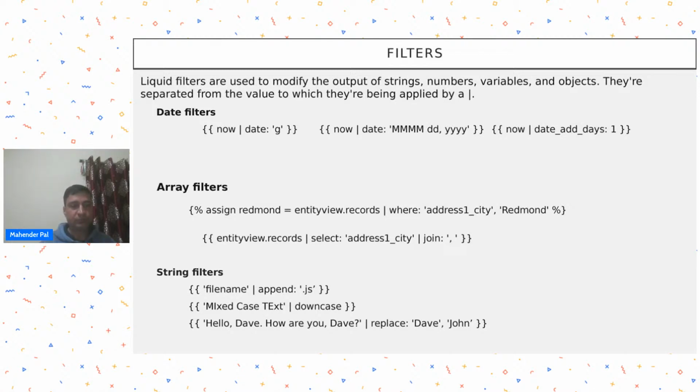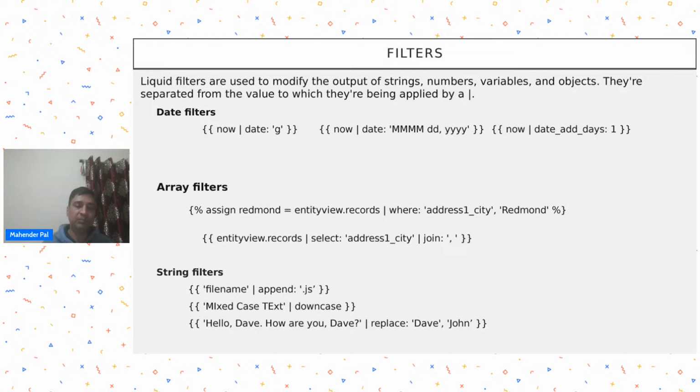Then we have string filters as well. If there is some specific text and we want to append something to it, we can use this string filter. For example, we have a file name and append .js. When we print this, the output will be file name .js. So these types of filters we can use on strings.